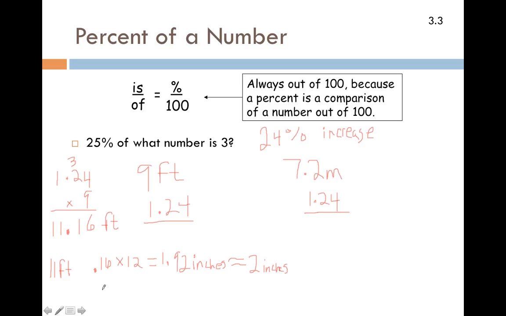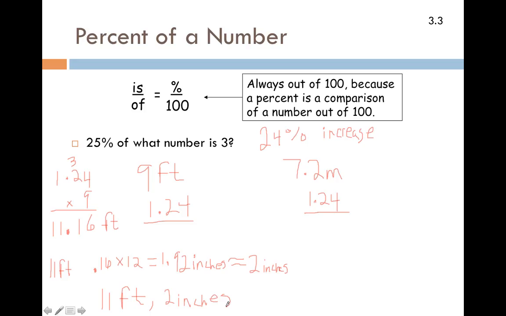So at the end of the day, we got 11 feet and 2 inches. Okay, so we got 11 feet and 2 inches. So that's the answer when we're using the customary. Now, the customary is going to tell you to do it that way. It's going to say, give your answer in terms of feet and inches.